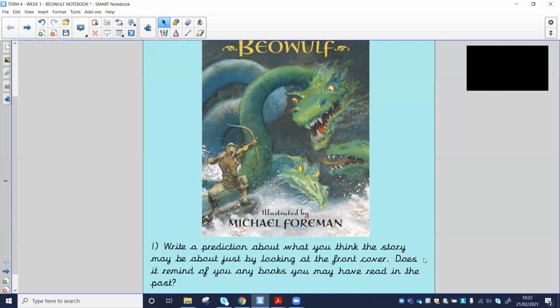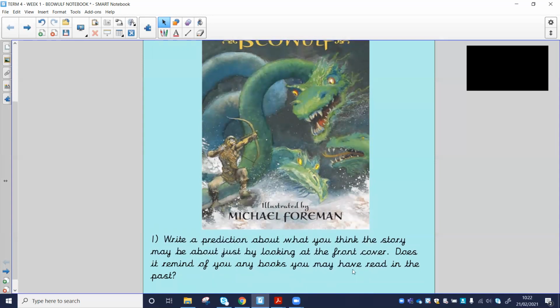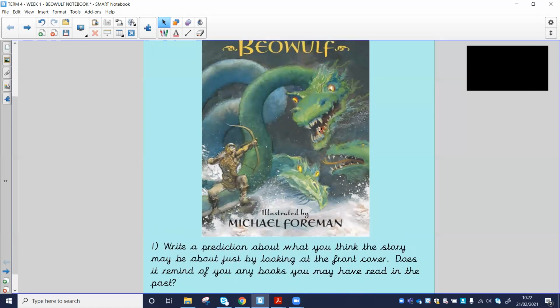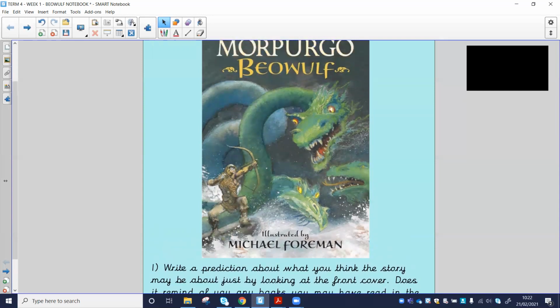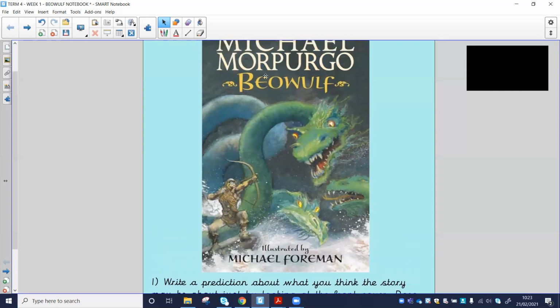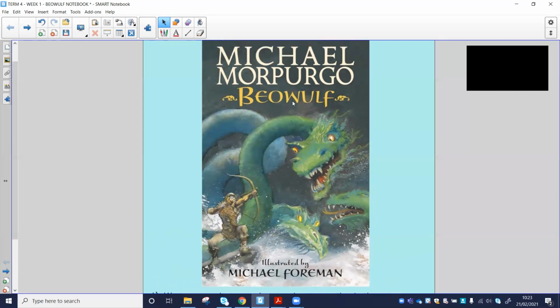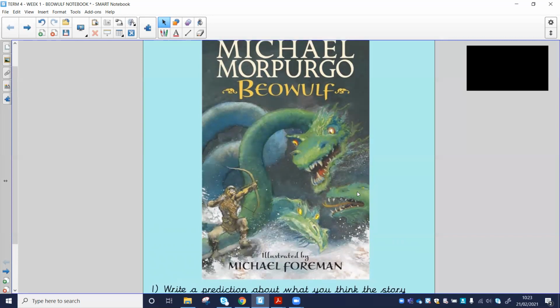I've also given you another question to think about here. Does it remind you of any books you may have read in the past? Are there any characters like this person or these monster-esque creatures? Does it remind you of anything? Just anything in general, really, not necessarily a story. Again, have a think. You might also want to have a think about the word. Does it sound like anything? Is there anything you can unpick from that title? Does it sound like an English word? Do you think it's a foreign word? What do you think about that title?